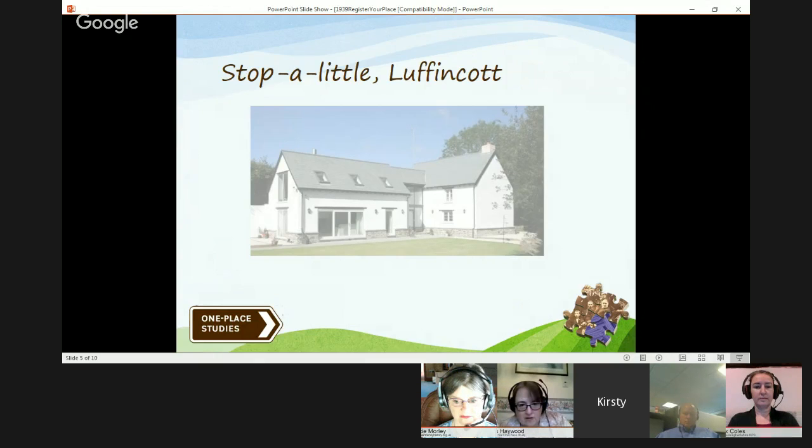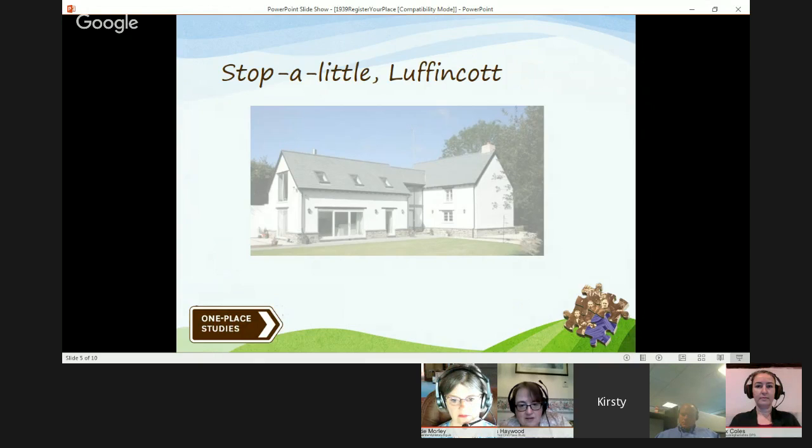And I always used to drive past Stop a Little, and the house was way, way back from the road, and you could see why it was called Stop a Little, because you would have to stop a little to see it. And it was very, very run down when I first started going down to Devon and looking into these two places of Luffincott and Tetcott.